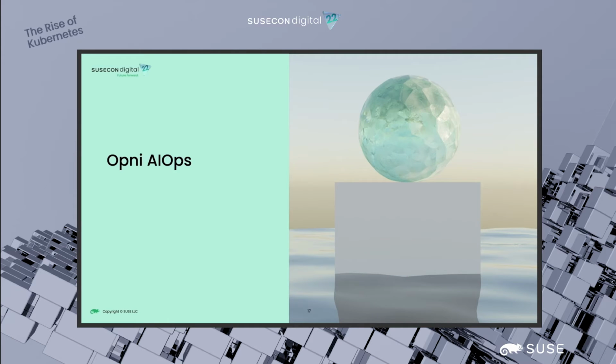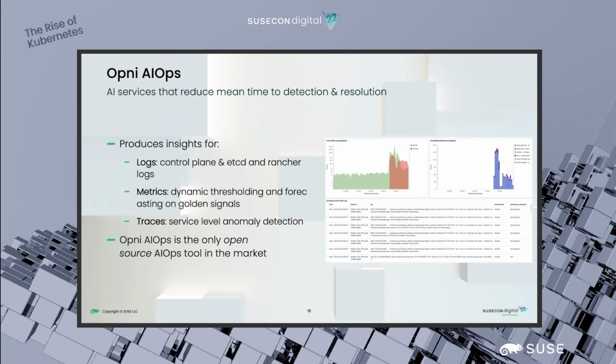Hey everyone, this is Yingbei. Next, I'm going to talk more technical details about Opni AIOps. Opni AIOps is Rancher's open source project that applies AI technologies to IT operations. The goal is to help operators to reduce the mean time to detection and resolution of issues in the Kubernetes clusters. This tool will produce AI insights for observability data including logs, metrics, and traces.